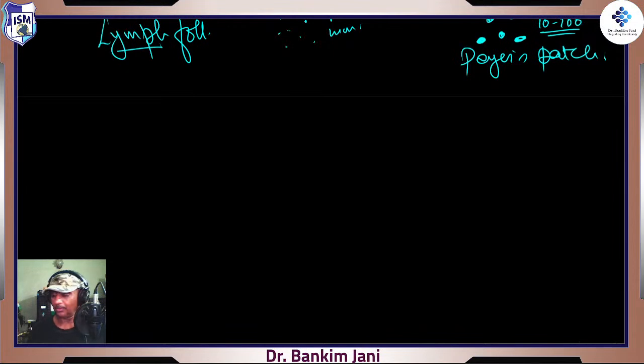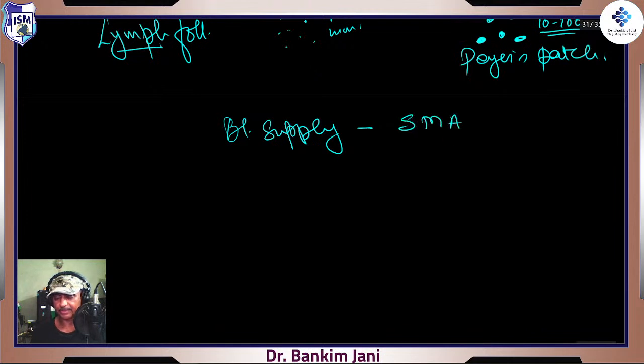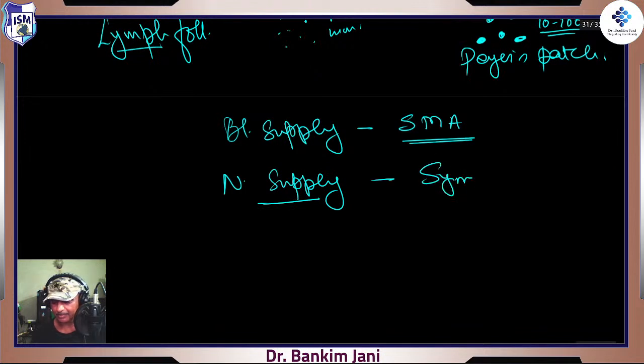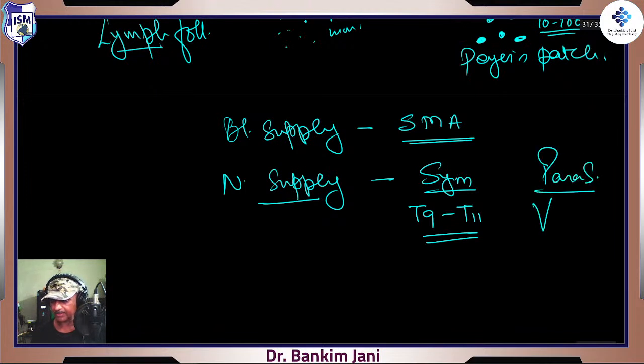Regarding the blood supply, absolutely superior mesenteric artery. And regarding the nerve supply, I would say the same pattern. For sympathetic, the root value is not T9 up to T10, it is T11. And regarding the parasympathetic, it is the vagus. You know what they do.